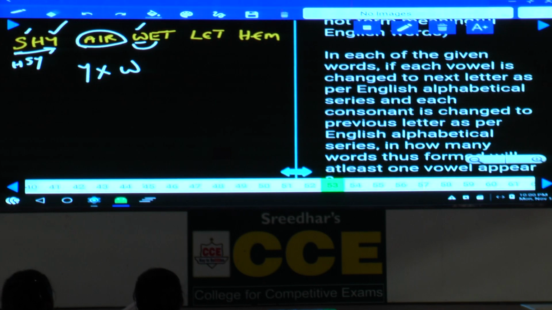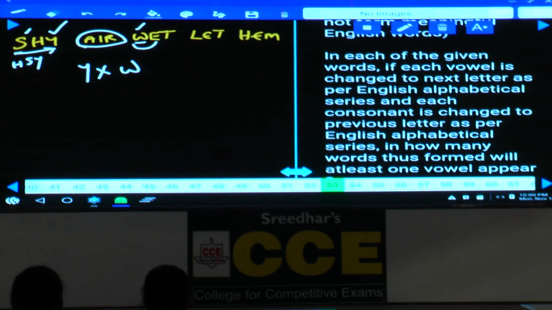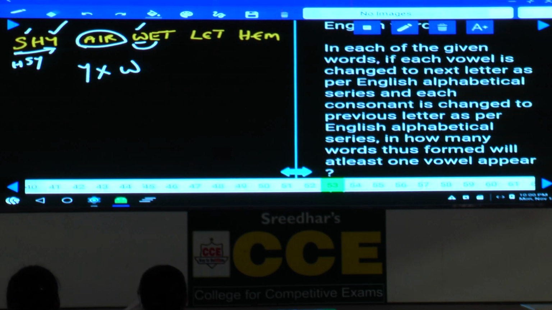Then coming to 53. Now in this 53, in each of the given words, each vowel is changed to the next letter, and each consonant is changed to the previous letter. Each vowel next, consonant previous. S means this is R, H is G, and this is X. Vowel is A, B, I, J. R is what? R is Q.